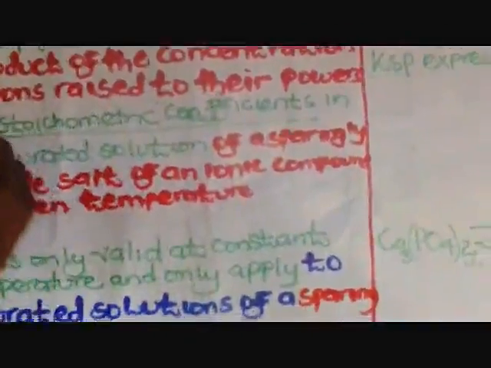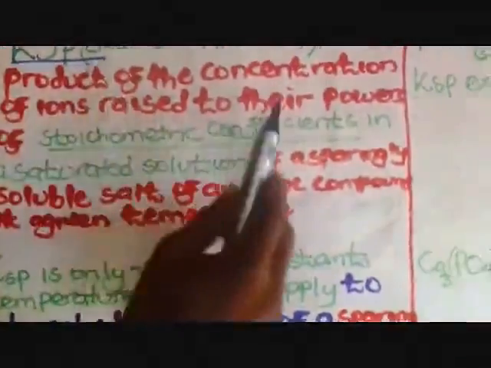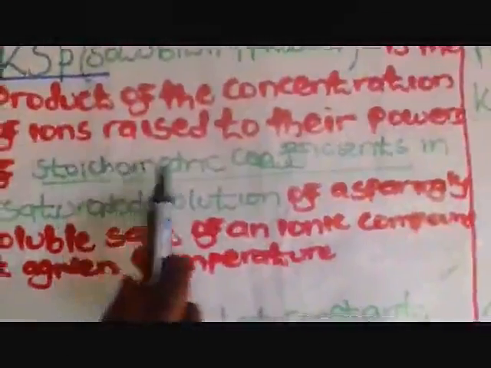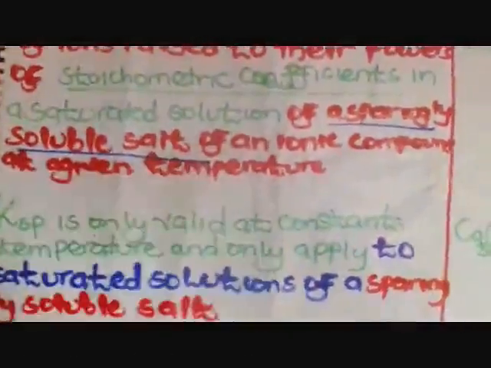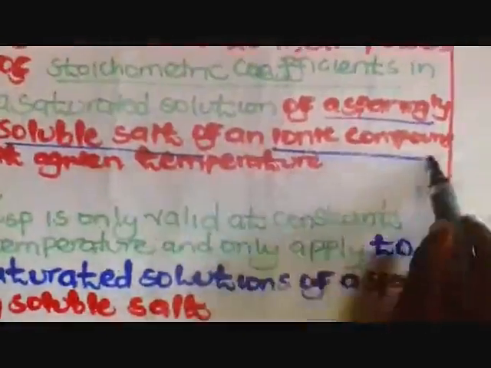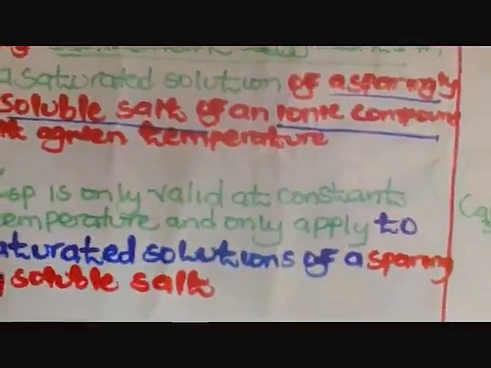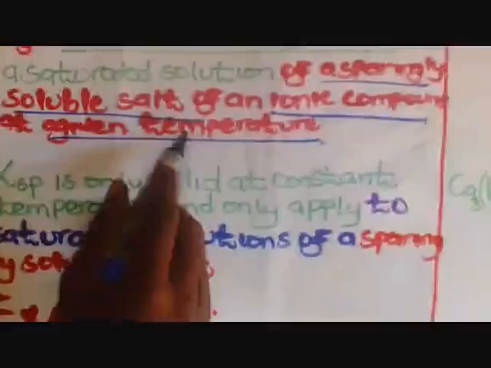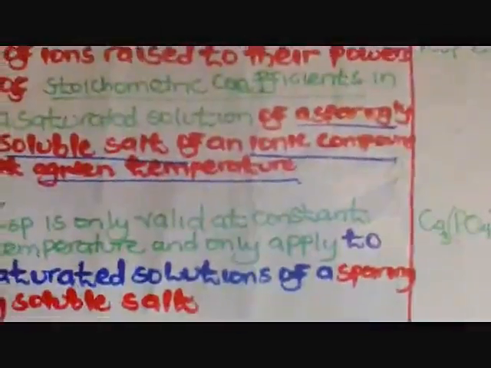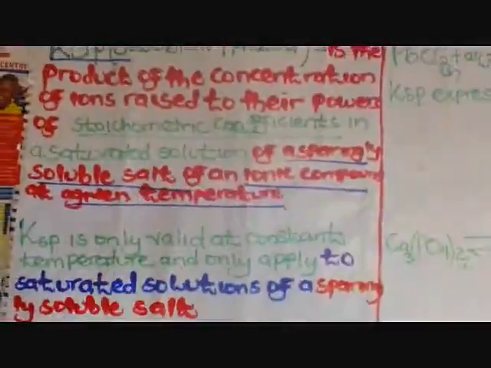So, we are going to begin by defining KSP. You know properly that this one is the product of the concentration of the ions raised to their appropriate powers, the stoichiometric coefficients of the balanced equation, in a saturated solution of a sparingly soluble salt. This one is crucial: the sparingly soluble salt, that compound always must be ionic. And the temperature is also important. When you are defining it, temperature must be mentioned, and then the sparingly soluble salt. Once they don't appear, the definition becomes wrong.